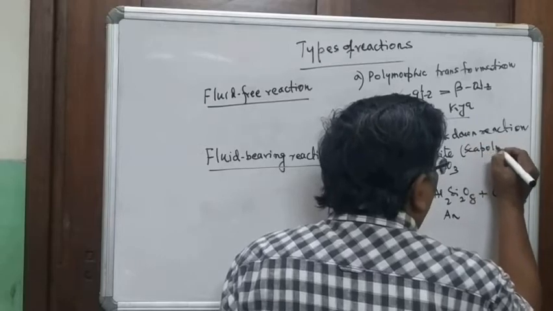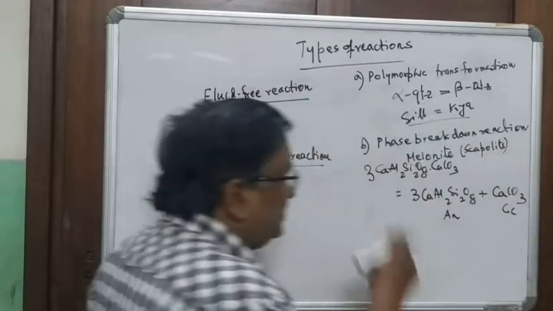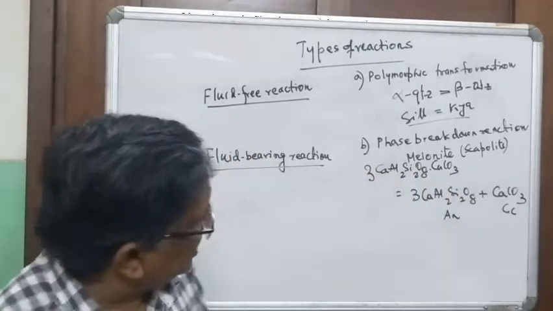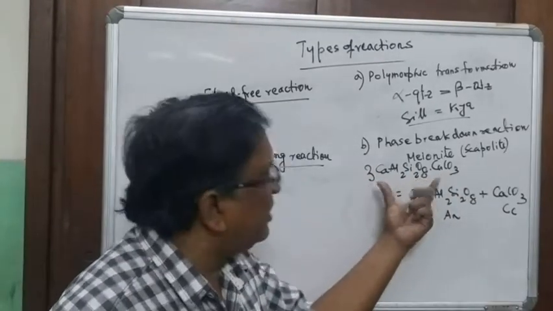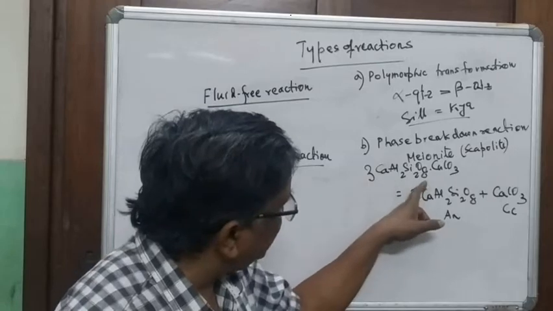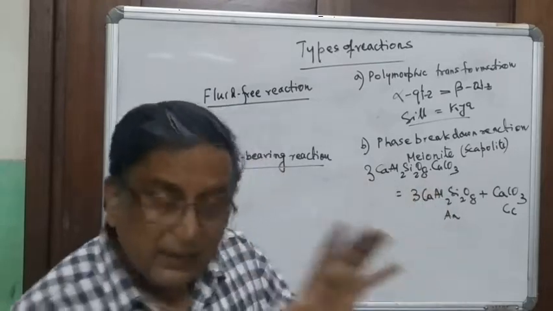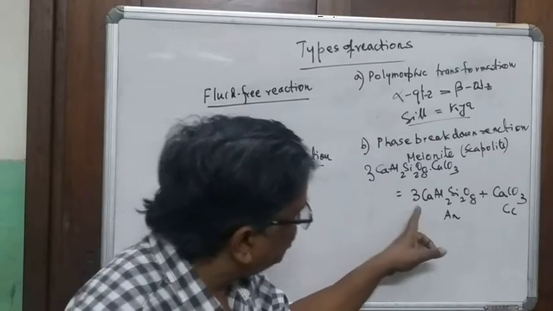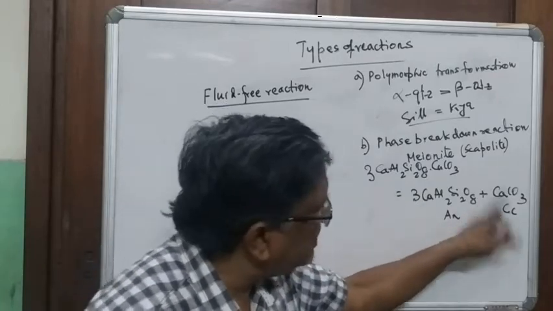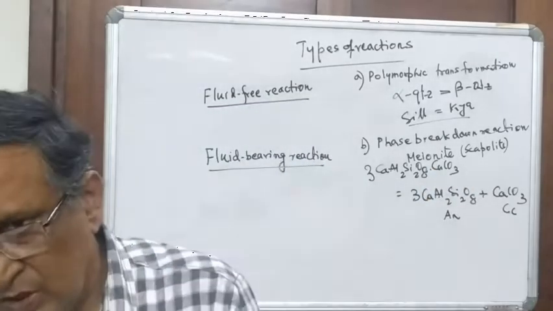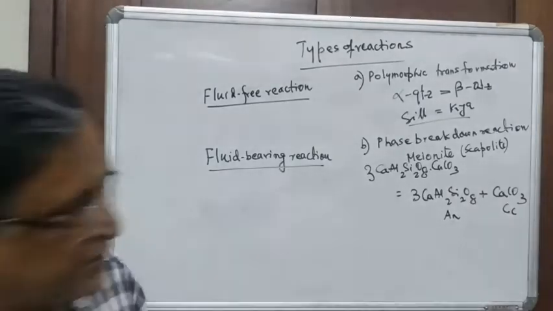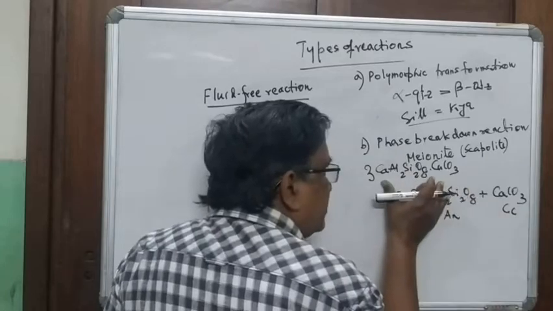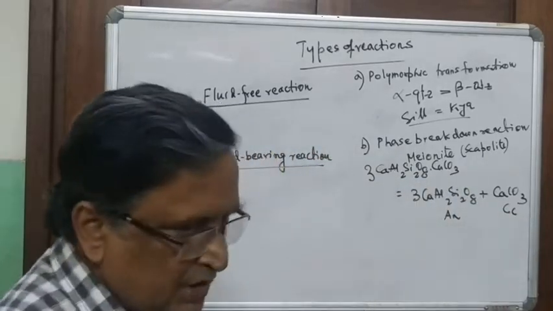In the mineral formula that I have given you, these names are all there. So this is a phase breakdown reaction where a phase meionite, which comprises 3 molecules of anorthite and 1 calcite, is a mineral by itself, and it breaks down to 3 anorthite plus calcite. The minerals on the right hand side of the reaction and the minerals on the left hand side are not the same.